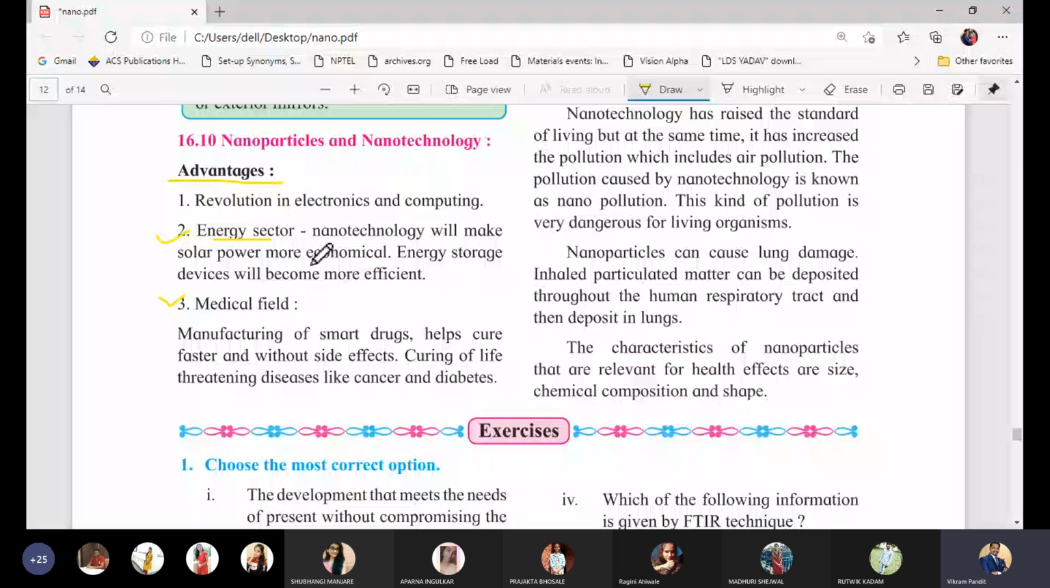So this is the nanotechnology part. Hope you have understood this. There is an exercise given after this chapter. You can solve these chapter's questions which are multiple choice questions.